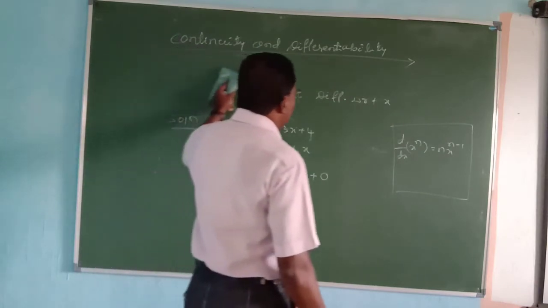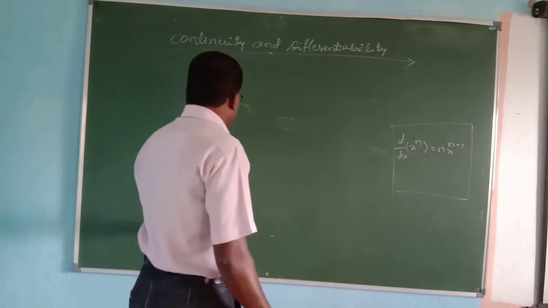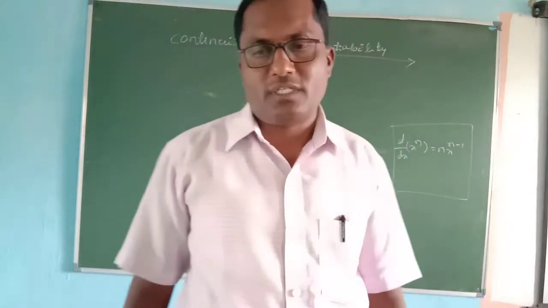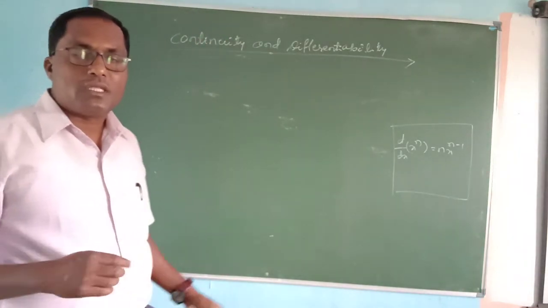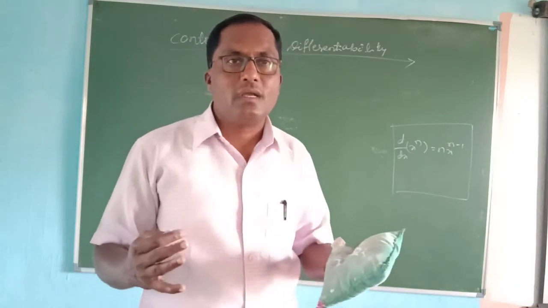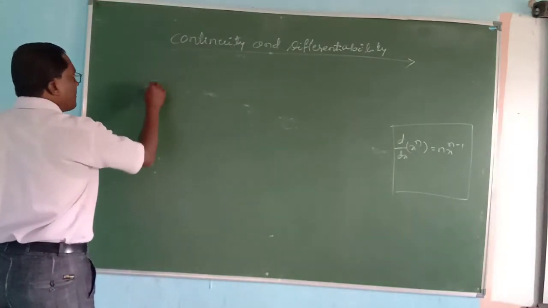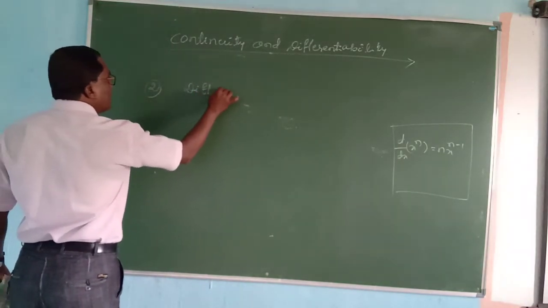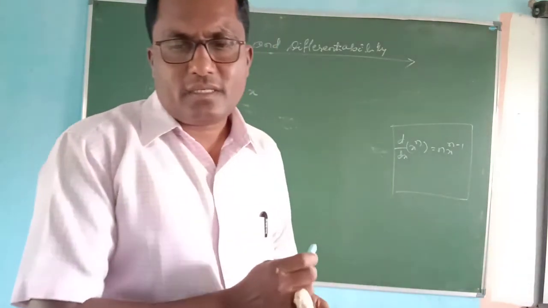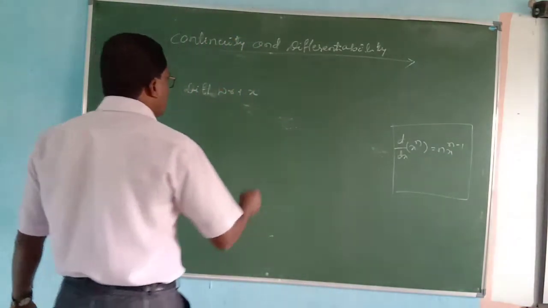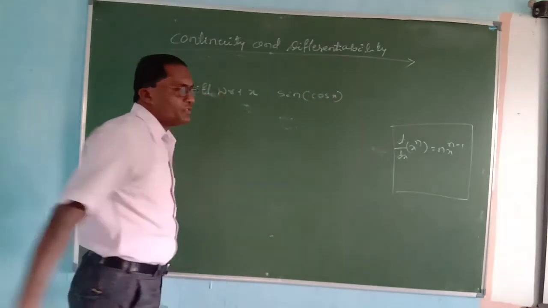Next, I come to find important problems in trigonometric problems. Composite functions. What are the composite functions? The two functions are mixed, including those are called composite functions. Okay? Yes. Another example I take. Differentiate with respect to x. Sine of cos x. It is your composite function.